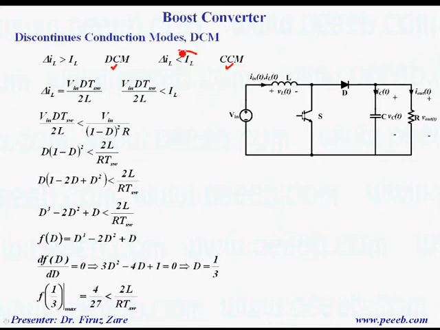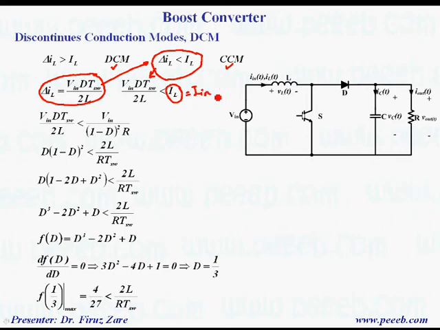So let's start with this equation. That means if the ripple is less than the DC value of the inductor current, the boost converter operates in continuous conduction mode. We found delta I before, which is basically equal to V in dTs over 2 times L, and if we put it in this equation, we end up with this new one. Now we need to find the current through the inductor, which is basically equal to the input current.